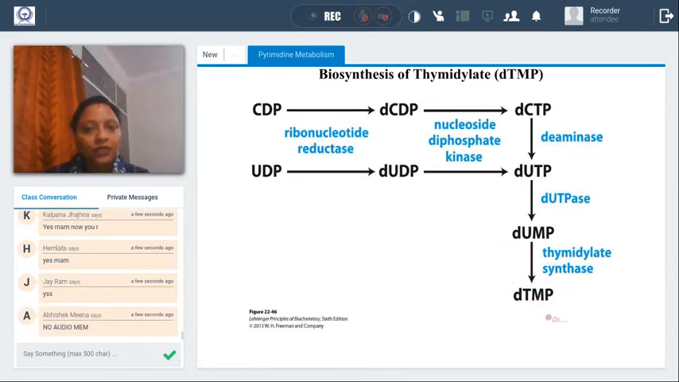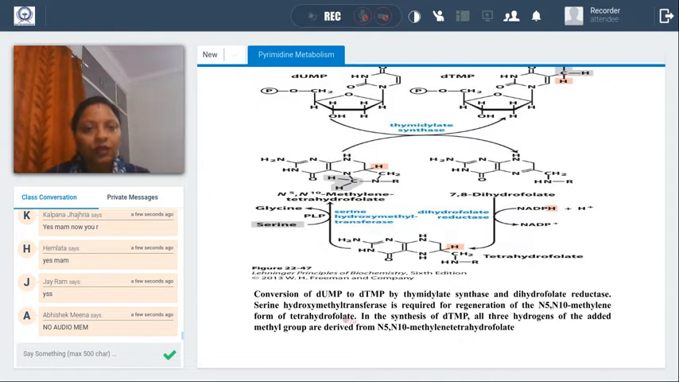It is important again because of the difference between uracil and thymine. You all know the presence of a methyl group in thymine and the absence of a methyl group in uracil. Thymine is present in DNA and uracil is present in RNA. This is the whole process of conversion of dUMP to dTMP.